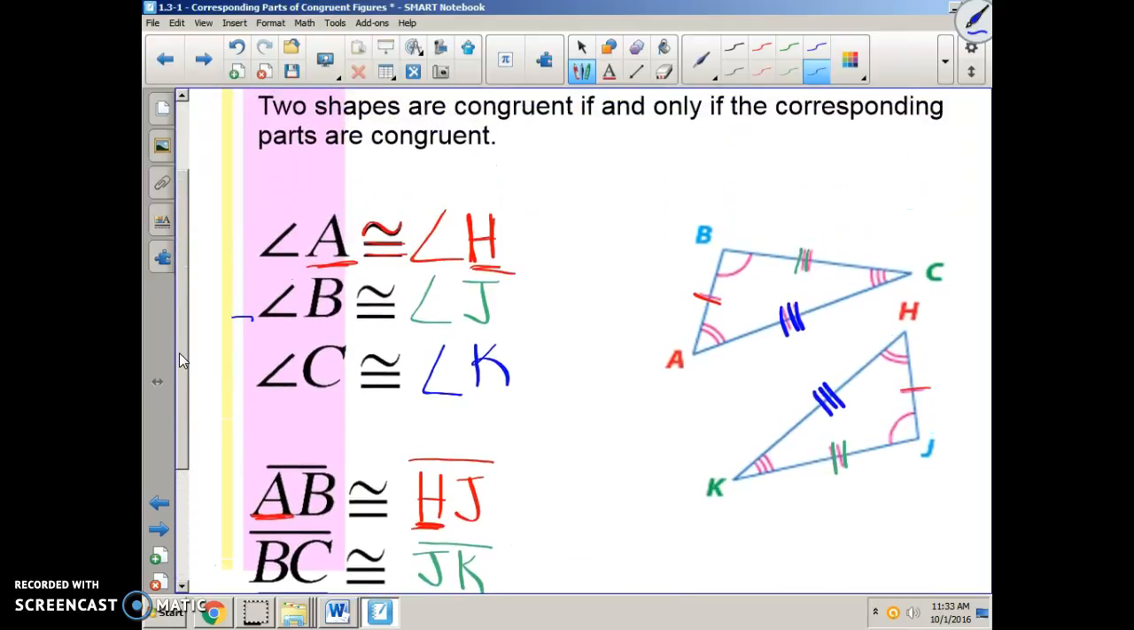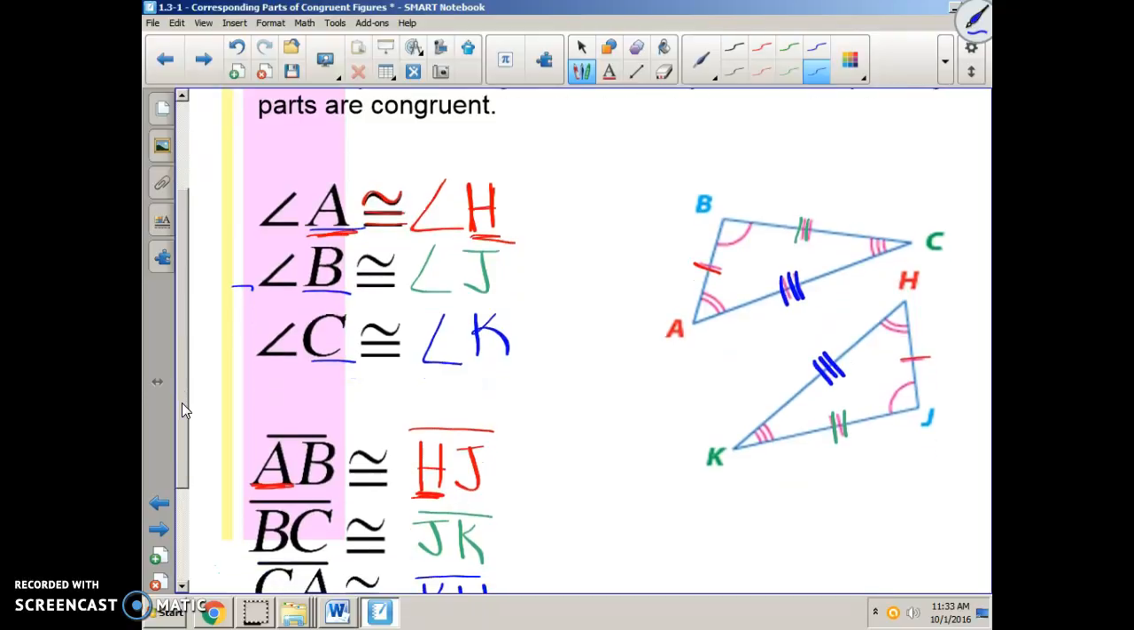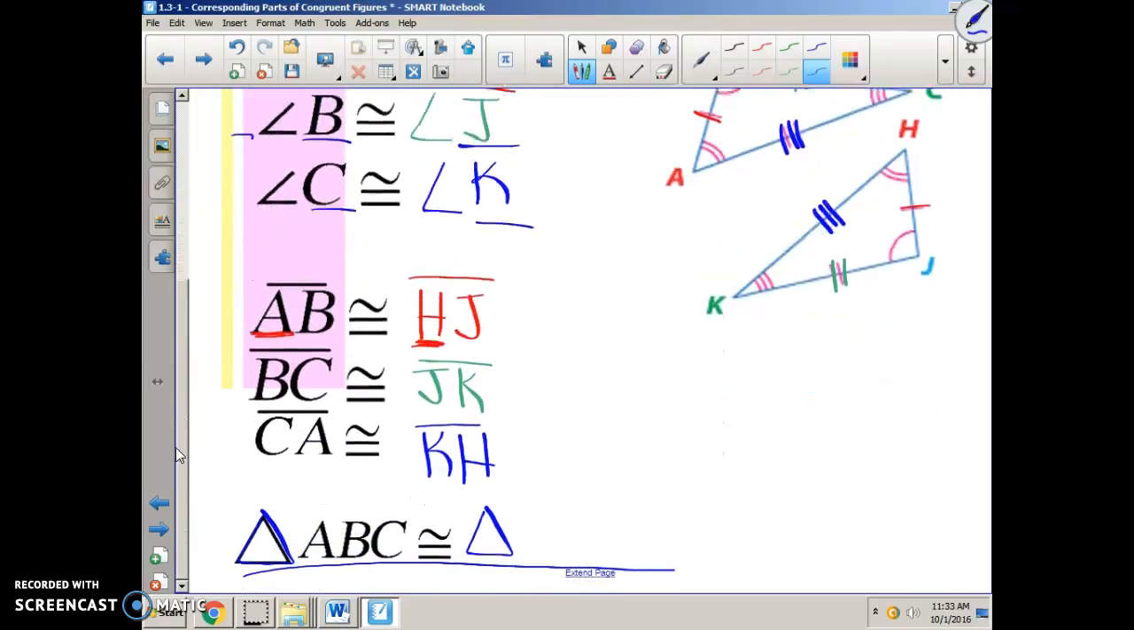If it's A, B, C, then it has to match with what those match with. A goes with H, B goes with J, C goes with K, so I need to put it in the same order. So this is congruent to triangle H, J, K. And the reason why I'm being so very nitpicky about that is because of this.